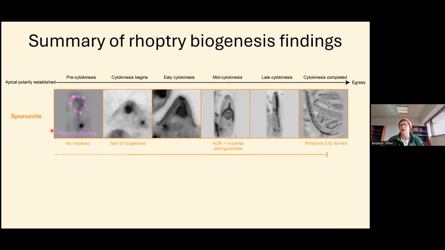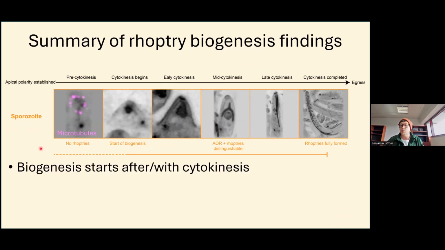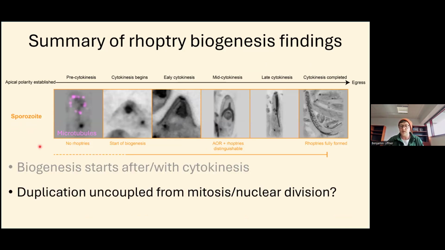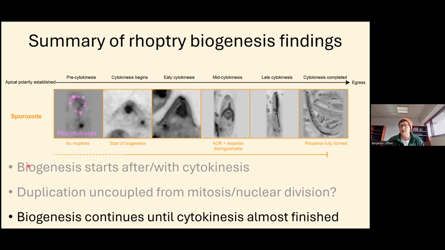Firstly, if you recall the three things I mentioned about timing of blood stage rhoptry biogenesis earlier, in sporocytes, all 3 of these are different. Rhoptries aren't visible until well after cytokinesis has started. We find no evidence that rhoptry duplication is coupled to mitosis and nuclear division. And I didn't show it today, but I'm also working on oocysts, and it seems that rhoptry biogenesis doesn't really start until oocyst formation is practically finished. And then finally, rhoptry biogenesis continues essentially until cytokinesis is completed. So these two timelines between different stages of the life cycle are totally different from each other.